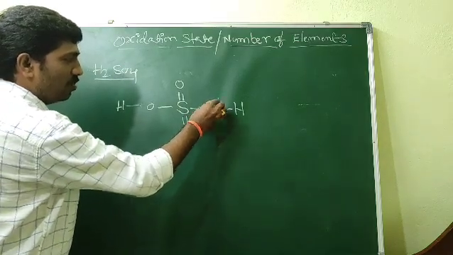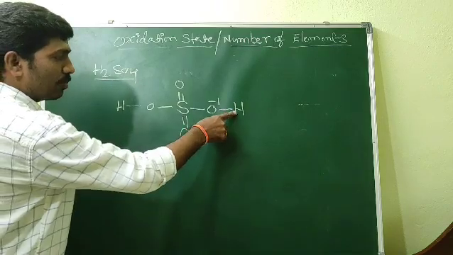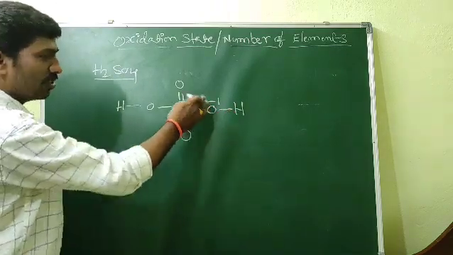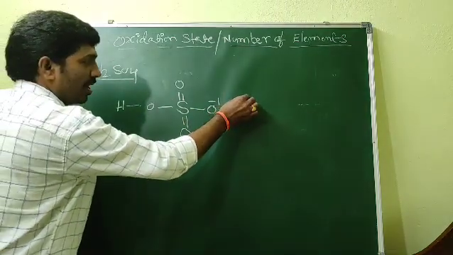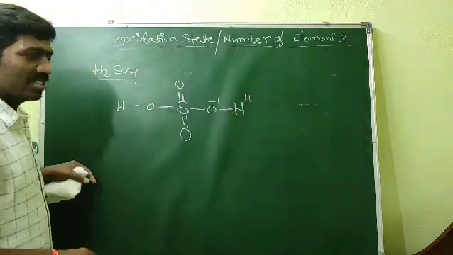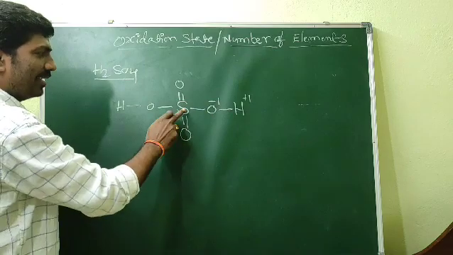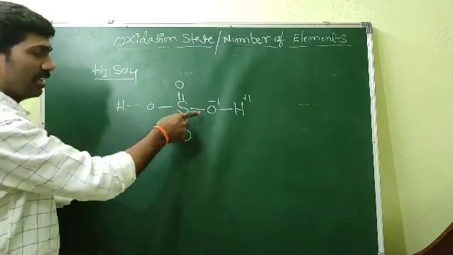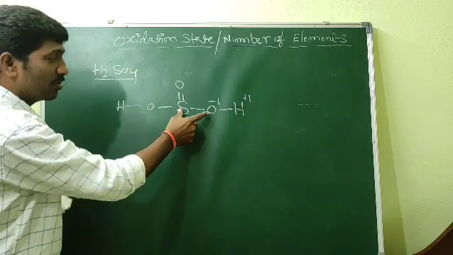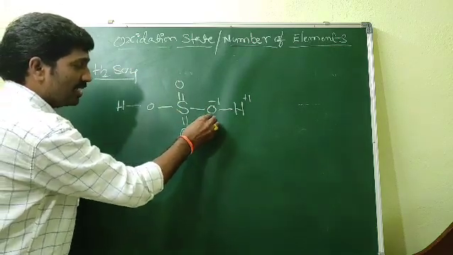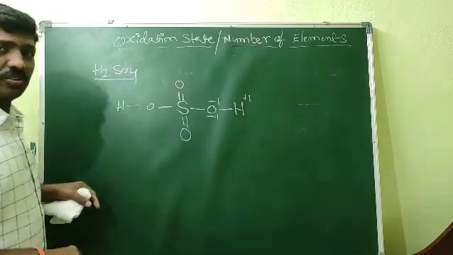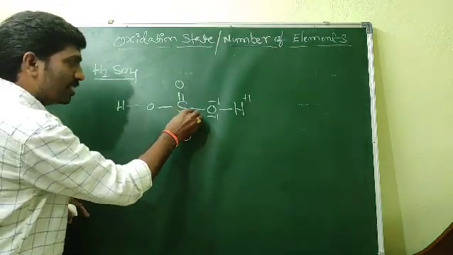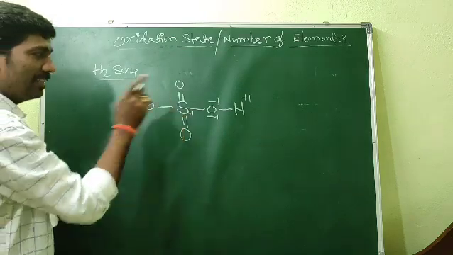So this one has -1. The pair of electrons is attracted to the oxygen side only, so that is -1. Now this one is +1. The oxidation state of hydrogen is +1. Again, sulfur and oxygen: which is the more electronegative element in these two? Oxygen is the most electronegative element, so -1 for this one. This one is +1. Sulfur is +1 in this position.